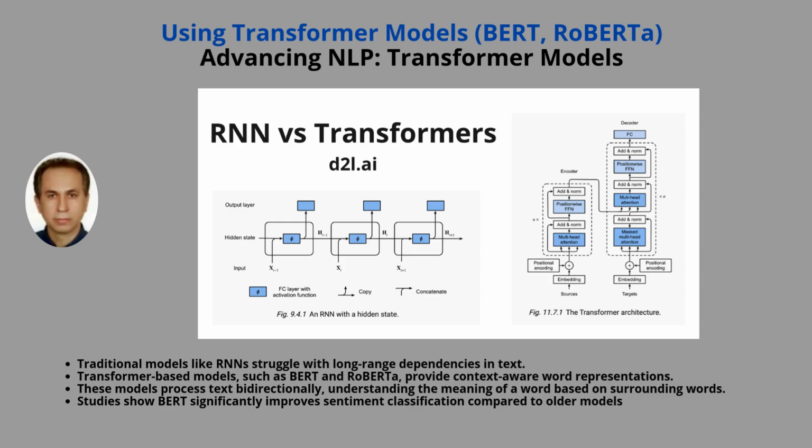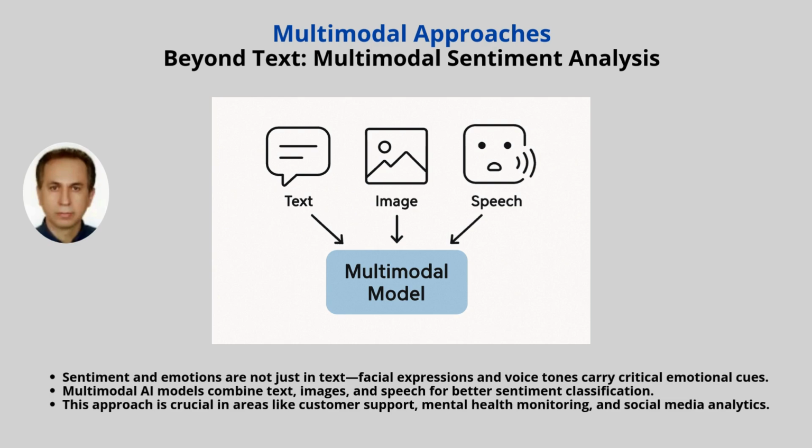One major improvement over traditional sentiment analysis models is the use of transformer-based architectures like BERT and RoBERTa. Unlike RNNs, which process text sequentially, transformers analyze entire sentences at once, capturing context more effectively. These models, pre-trained on massive datasets, significantly enhance accuracy and generalization across domains.